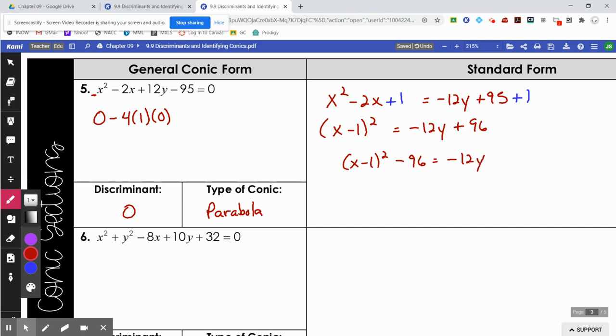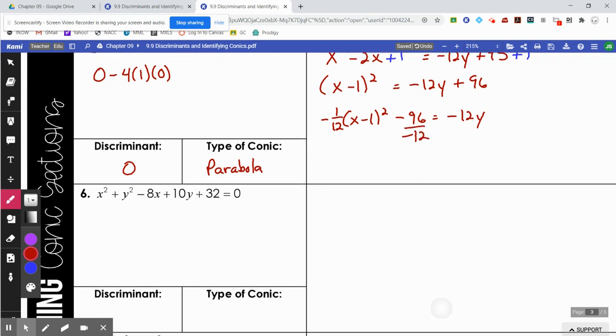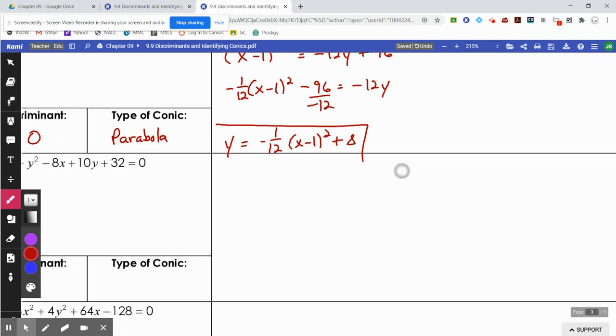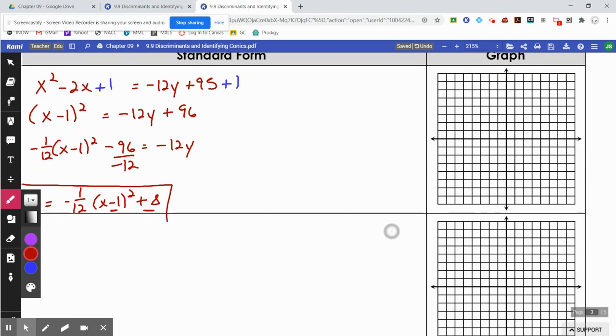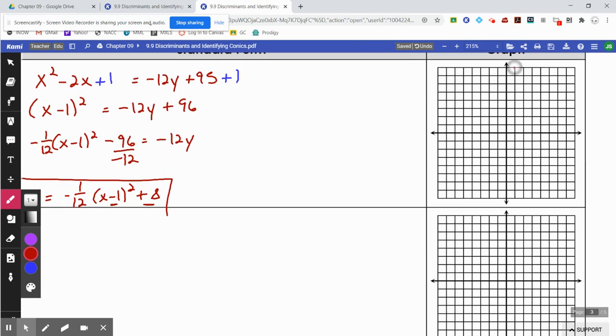Let's divide both terms by negative 12. Do so by multiplying the first by negative 1/12, and you can actually divide the second one. And you're going to get y is equal to negative 1/12 times (x minus 1) squared plus 8. So there's your standard form. Your vertex of this parabola has been moved right 1 and up 8. So let's go ahead and graph that first. Right 1 and up 8 carries you to right here at 1, 8.